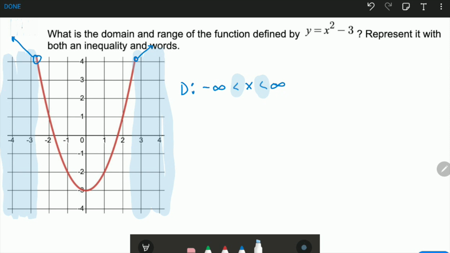Should they be equal to? Well, you can never actually reach infinity, so the infinities will never actually be included. As far as turning this into words, we can just say all real numbers.